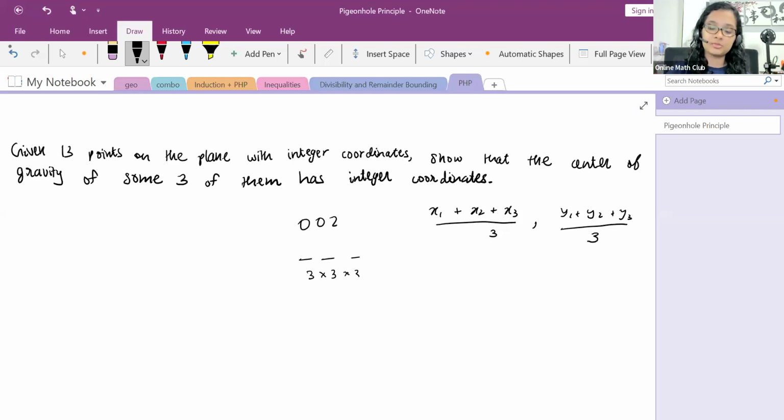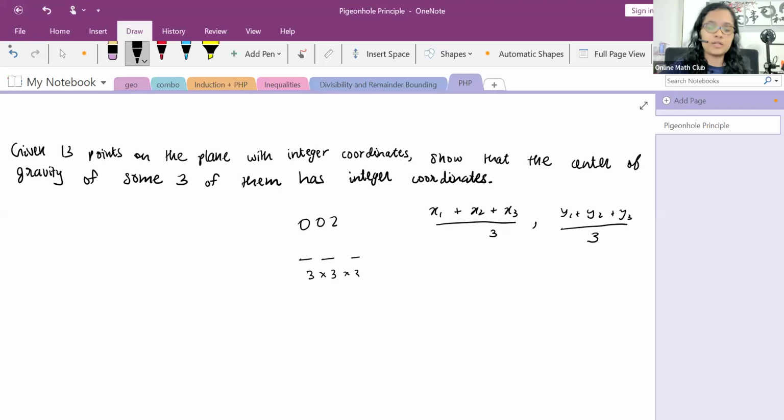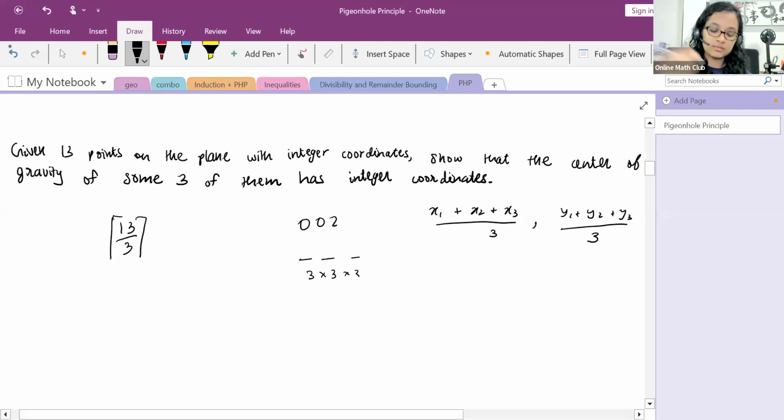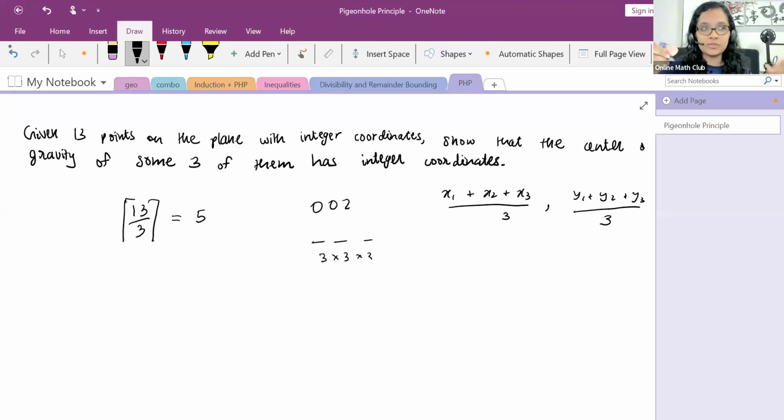Maybe try directly using pigeonhole on just the x coordinate. Like, will there be 4 pigeonholes and 13 pigeons? Um, yeah, there should be 3 holes, right? Because the x coordinate can have 3 possible values modulo 3. So basically, you're doing this, which gives you 5 possible points remaining. So now you have 5 points, and all of their x coordinates have the same residue modulo 3. So if you add any 3 of them, the x coordinate will be divisible by 3. So now you just want to look at the y coordinates. Can you finish from here?